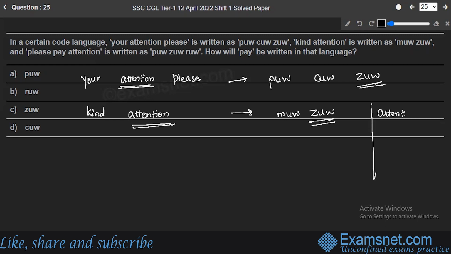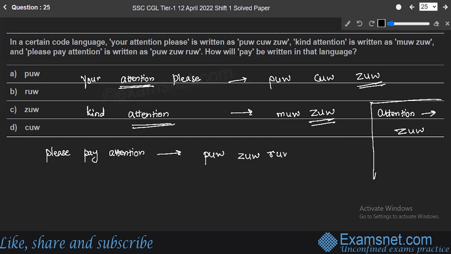Attention, it means ZUW. Correct. Okay. Now the last one was please pay attention. This is written as PUW, ZUW, and RUW.